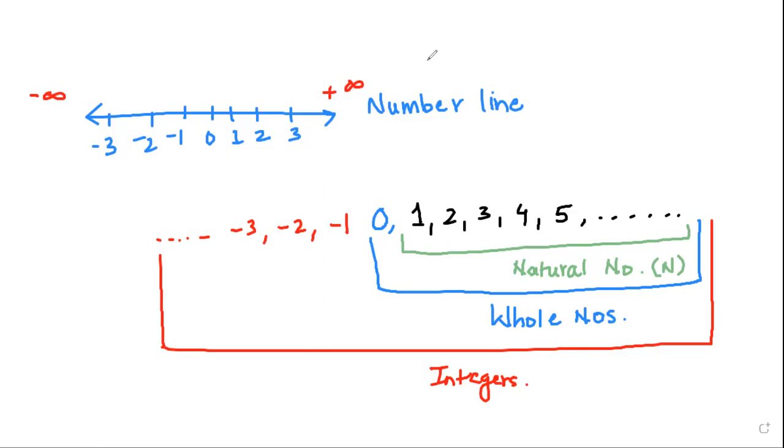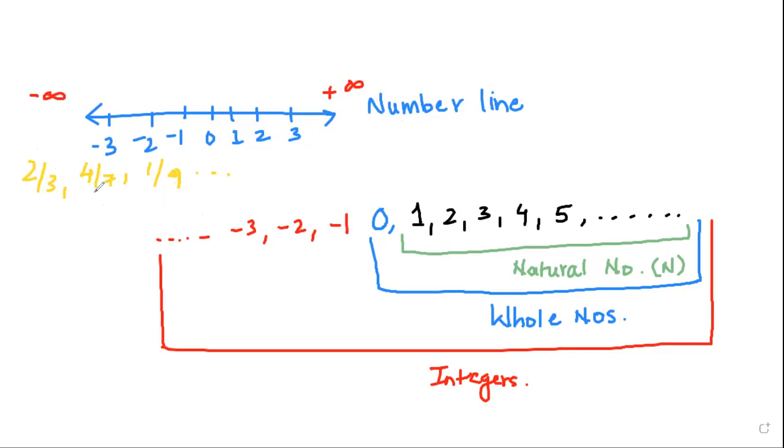Apart from this, there are some more numbers which are left out, right? These are not the only numbers which we deal with. What happens to numbers like 2 by 3, or 4 by 7, or 1 by 9? These numbers also will have a place in this whole system.